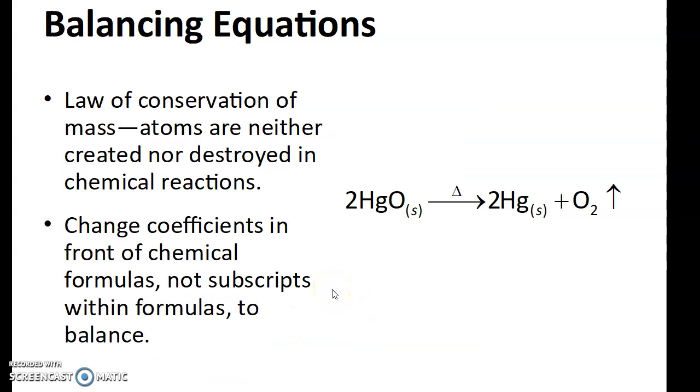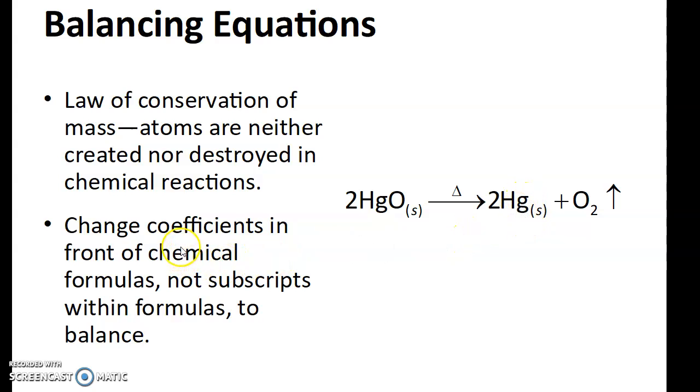So balancing equations. The first law, way back when we first started talking about chemistry, is the law of conservation of mass. Atoms are neither created nor destroyed in a chemical reaction. So if you've got two mercury atoms on one side and two oxygen atoms on this side of the equation, you have to have two mercury atoms and two oxygen atoms on the other side. This is the oxygen, the gaseous form of it, and this is just the solid form here.